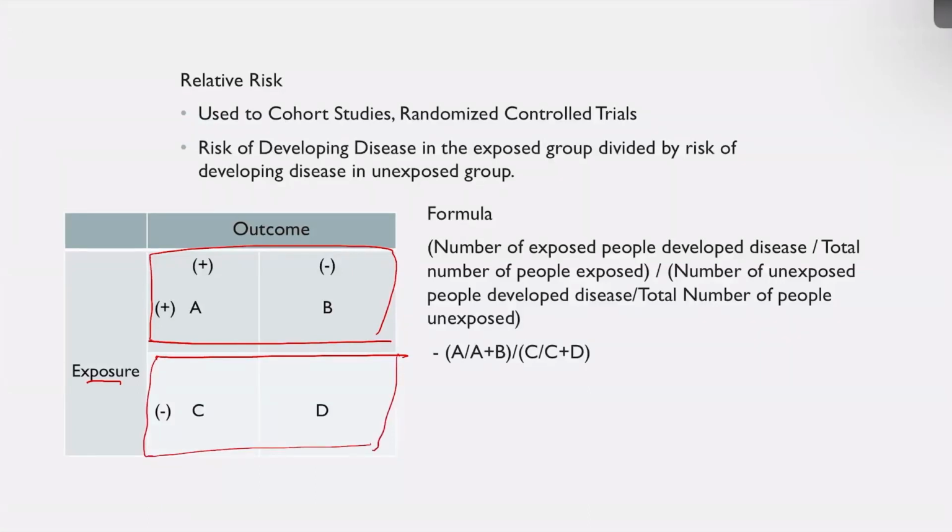And then the formula is the number of exposed people who developed disease divided by the total number of people exposed. The number of exposed people who develop disease is A here, and the total number of people with exposure is this whole row, so A plus B. And here we have the number of unexposed people who develop disease, that is your C, and the total number of people who are unexposed, so that is your C plus D. So the formula is like this: A divided by A plus B, divided by C divided by C plus D. Now that will give you a relative risk.